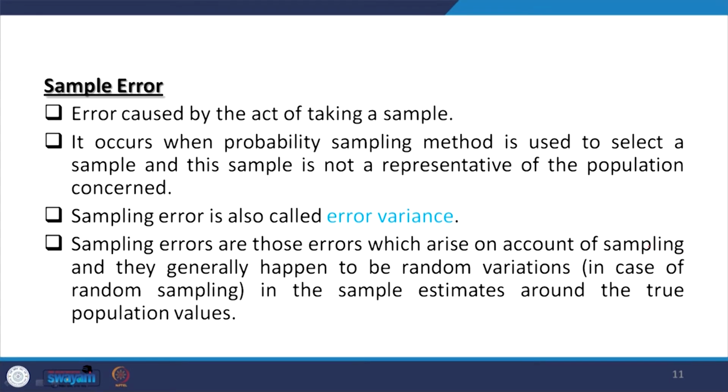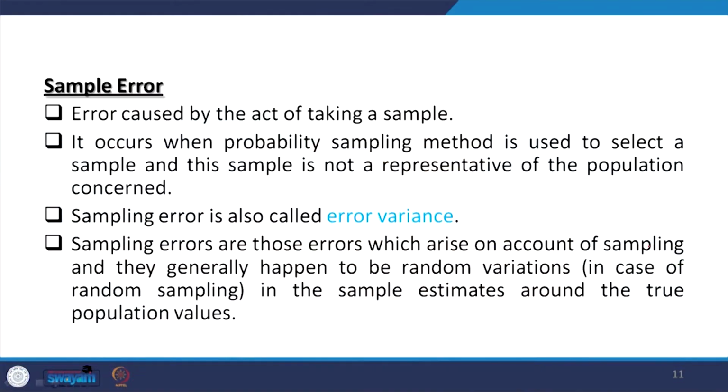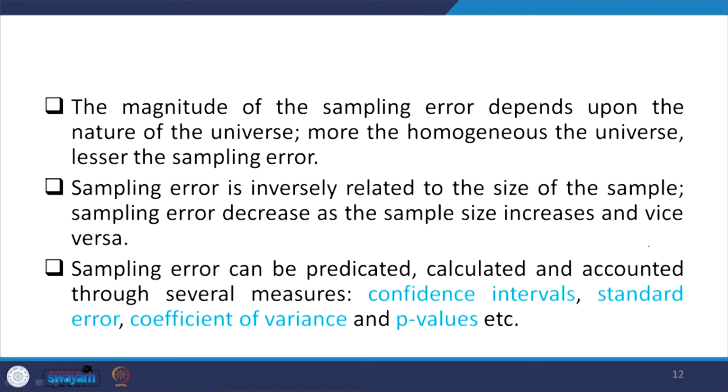Sampling error is also called error variance, because there is much variance from one sample to another sample. If you have taken one sample from a population, and then take another set of samples from the same population, error variance is expected to be higher. When the variance is much higher, this is also one indicator of sampling error. Sampling errors are those errors which arise on account of sampling, and they generally happen to be random variations in the sample estimates around the true population values.